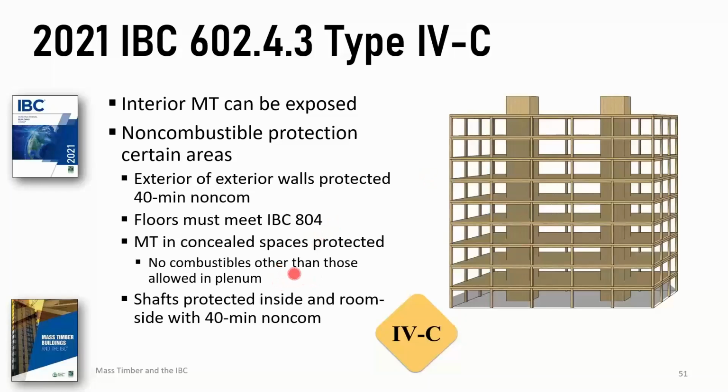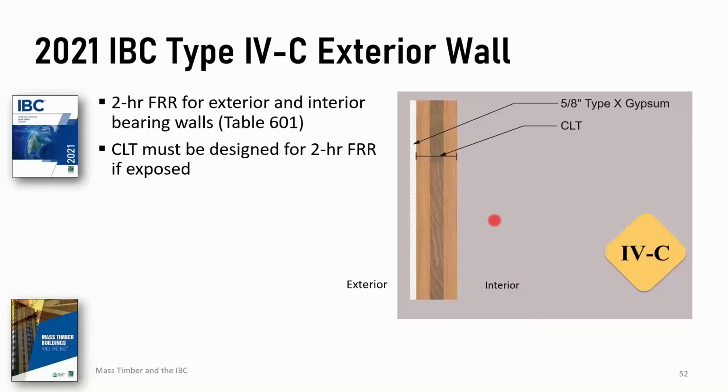concealed spaces. And then shafts, a strong life safety feature, contain your exit stairs or your elevators, and both at least 40 minutes protection on each side. So a typical type 4C wall section, this is an exterior wall because it shows the 40 minutes on the exterior side.